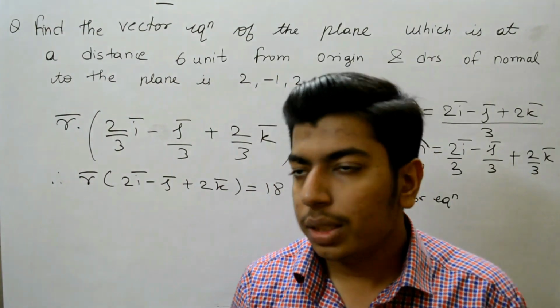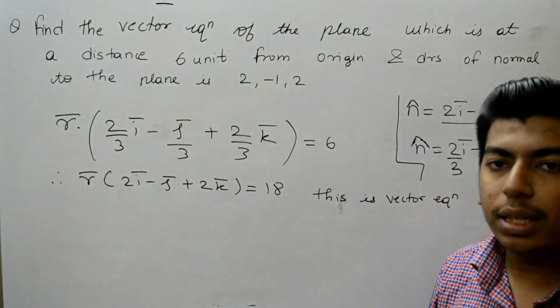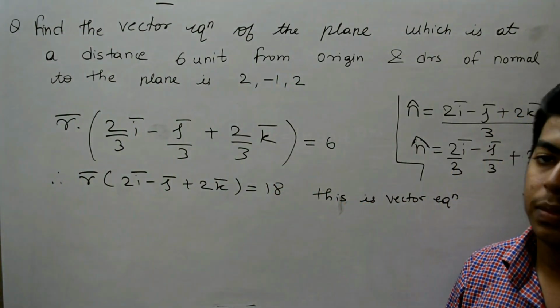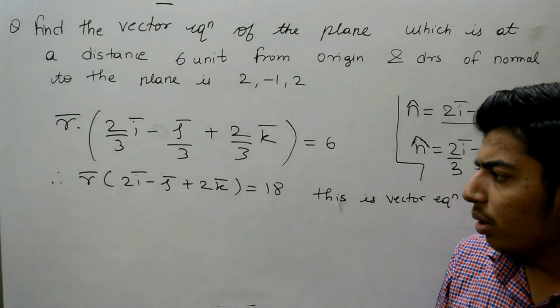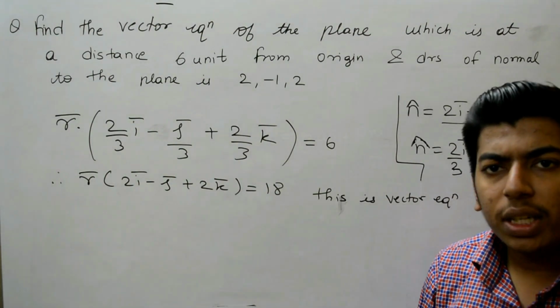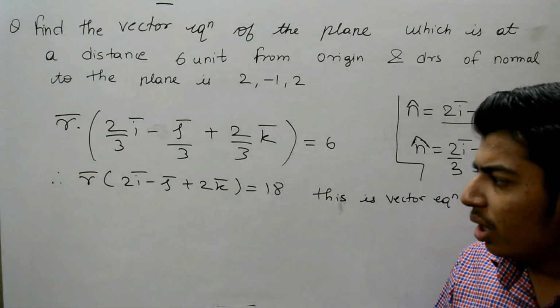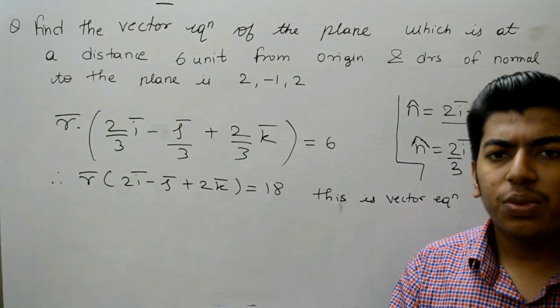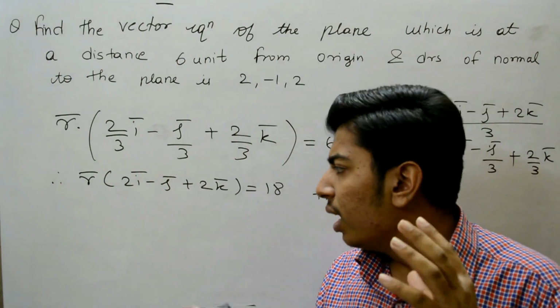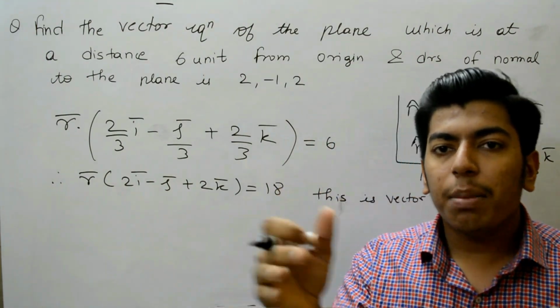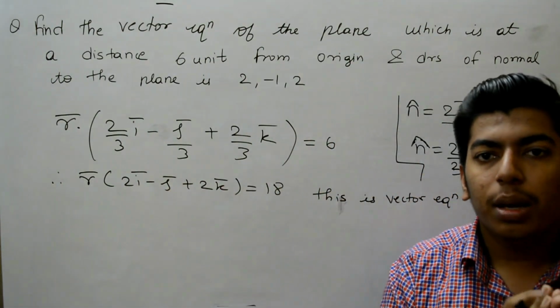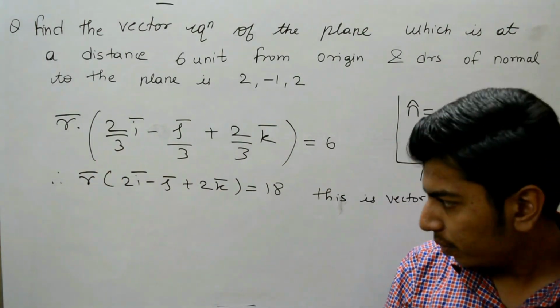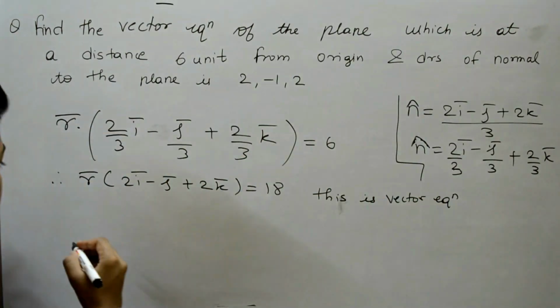Also try to find the Cartesian equation. But how to find the Cartesian equation? Yes, we just have to do a simple substitution. Just replace the r by xi bar plus yj bar plus zk bar. Replace it over here.